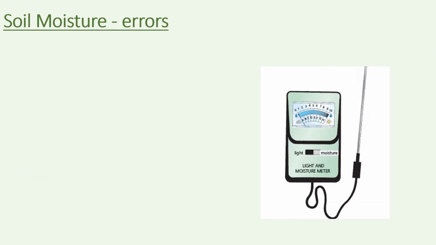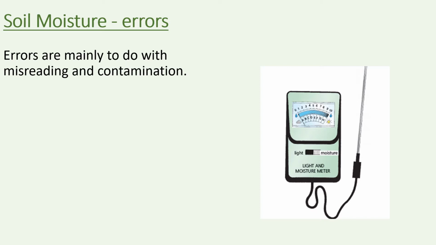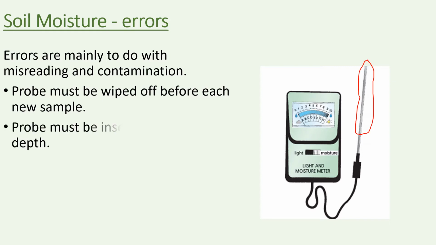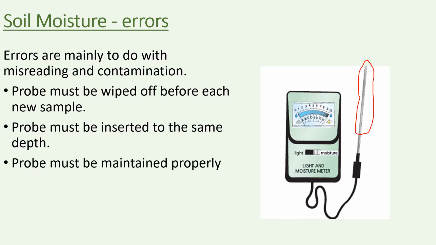The possible sources of error with a soil moisture meter are usually due to misreading it or contaminating it with other samples. So to avoid any errors, you must make sure that you wipe the probe before each new sample is taken. Remember, it's wiping the probe, not the meter. Also, you need to insert the probe to the same depth each time to make it valid, and the probe must be properly maintained. So well done if you managed to get that correct and you remember it from third year. If not, then you might need to just watch over the sampling bit again.